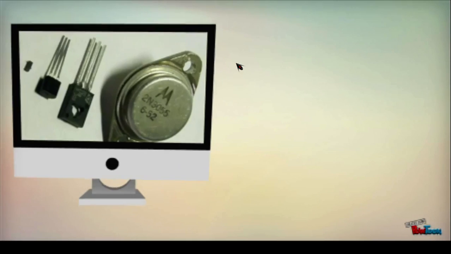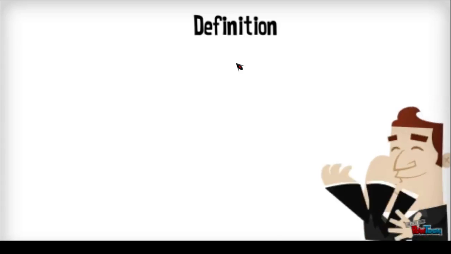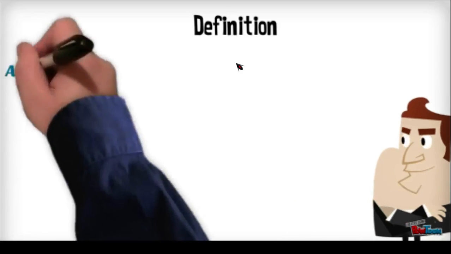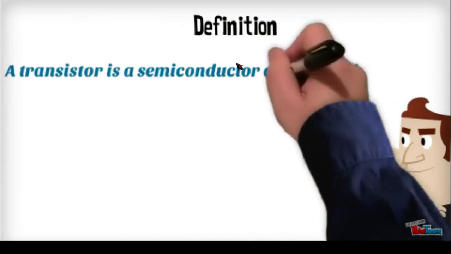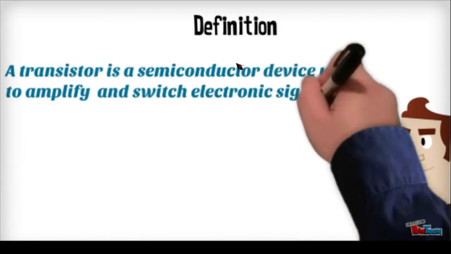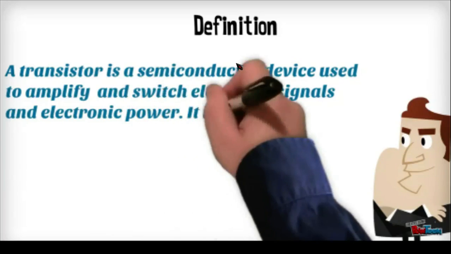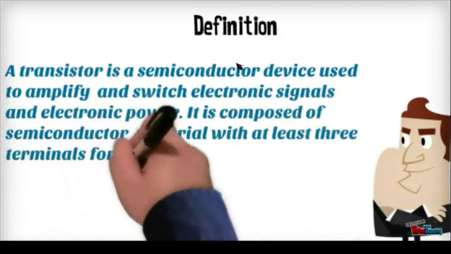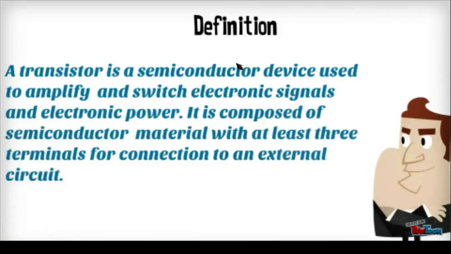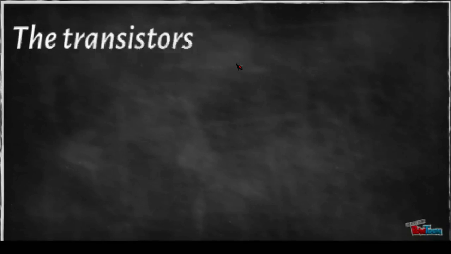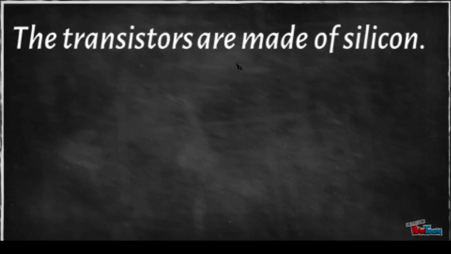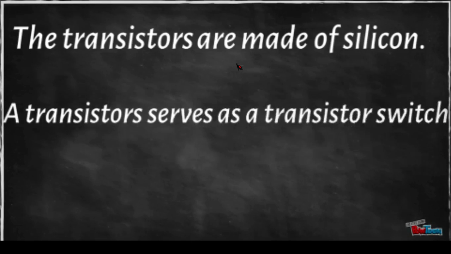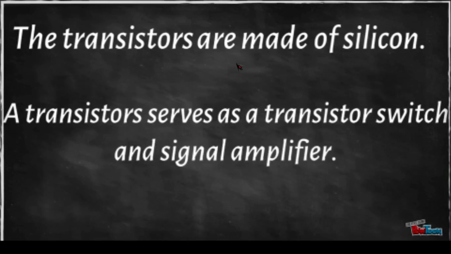Transistors. A transistor is a semiconductor device used to amplify and switch electronic signals and electronic power. It is composed of semiconductor material with at least three terminals for connection to an external circuit. It replaced the vacuum tubes. Transistors are made of silicon. A transistor serves as a switch and signal amplifier.